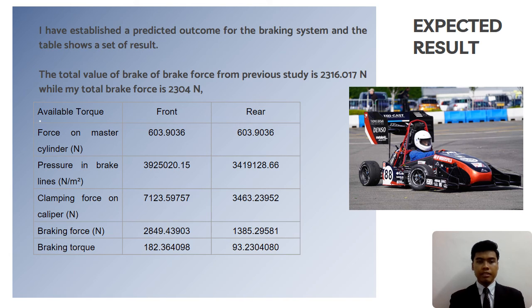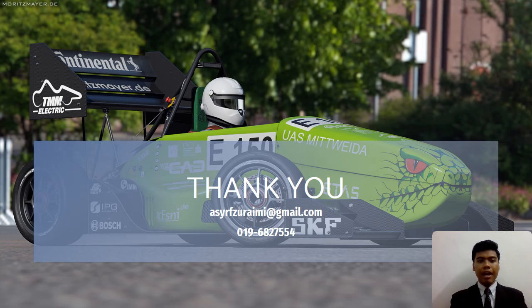Based on past studies, I have established a predicted outcome for the braking system, and the table below shows a set of the results. This is because the value of total brake force is not too far between my value and the previous study value. The total value of brake force from the previous study is 2316.017 Newton, while my total brake force is 2304 Newton.